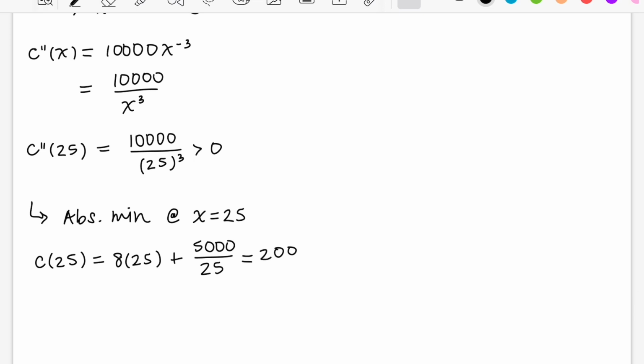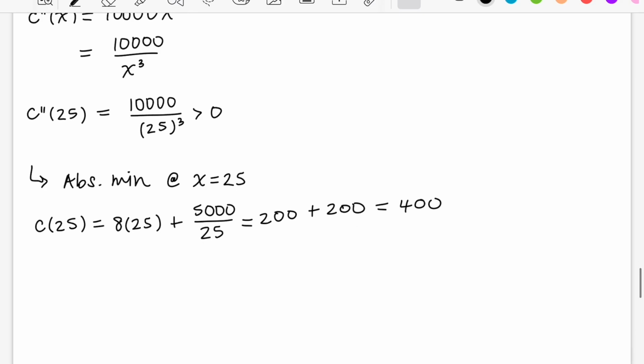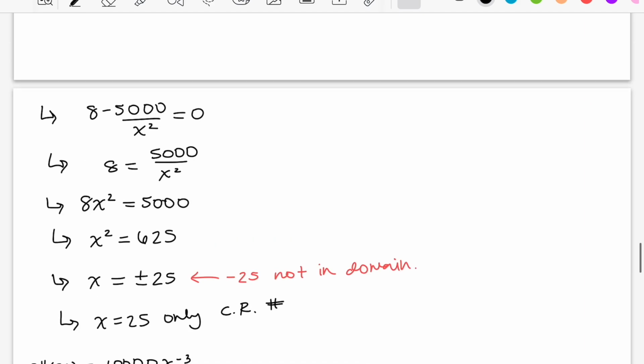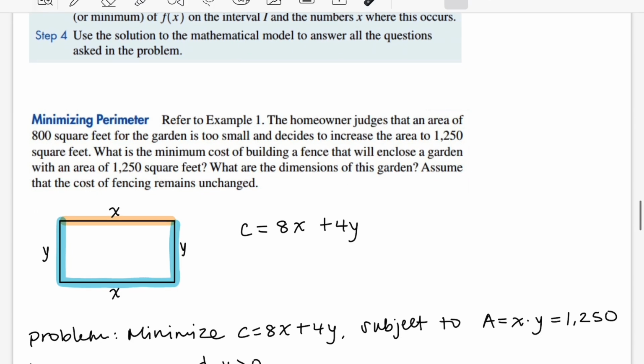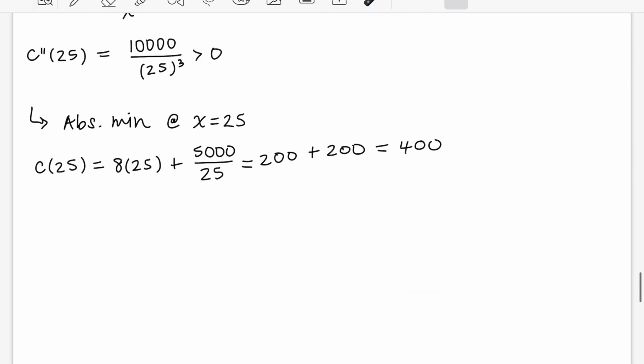This is going to be 200 plus 200. All right, so this tells us that our minimum cost is going to be $400. All right, and then going back to the question, so we found the minimum cost, and we also want to find the dimensions of this garden. Okay, so what dimensions will minimize this cost?